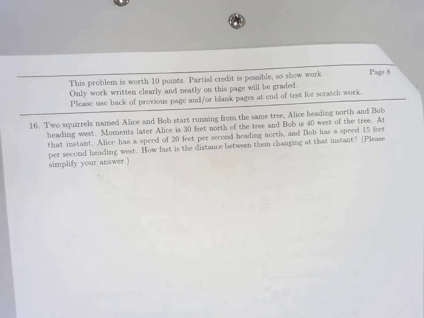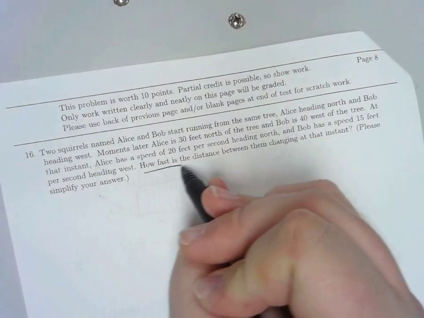Two squirrels named Alice and Bob start running from the same tree, Alice heading north and Bob heading west. Moments later, Alice is 30 feet north of the tree and Bob is 40 feet west of the tree. At that instant, Alice has a speed of 20 feet per second heading north. Bob has a speed of 15 feet per second heading west. How fast is the distance between them changing at that instant?